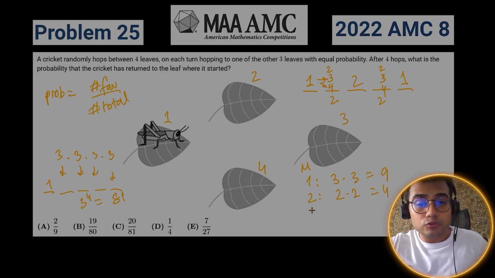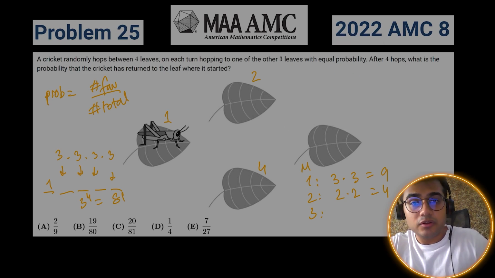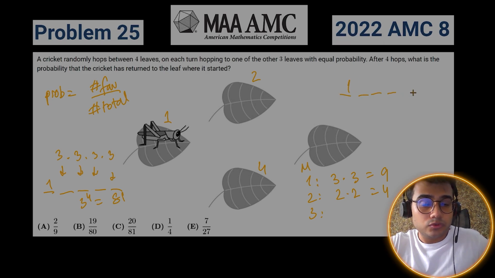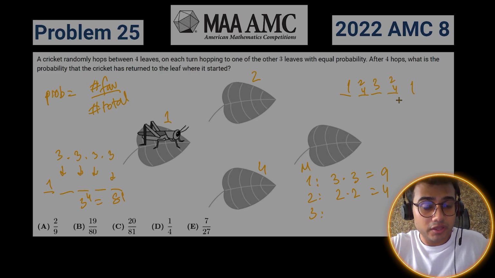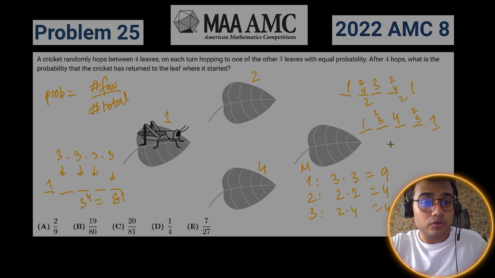The same thing goes for 3. If the middle number is 3, then from 1 we would have to go to either 2 or 4. Then we go to 3, and then from 3 we would have to go to either 2 or 4 again and end up at 1. So again, 2 times 2, 4 possibilities. And for 4 it's going to be the same. We have to go to either 2 or 3 from the first hop, and then we go to 4, and then we have to go to 2 or 3 again because we can't go to 1 or 4. So 2 times 2, again 4 possibilities.